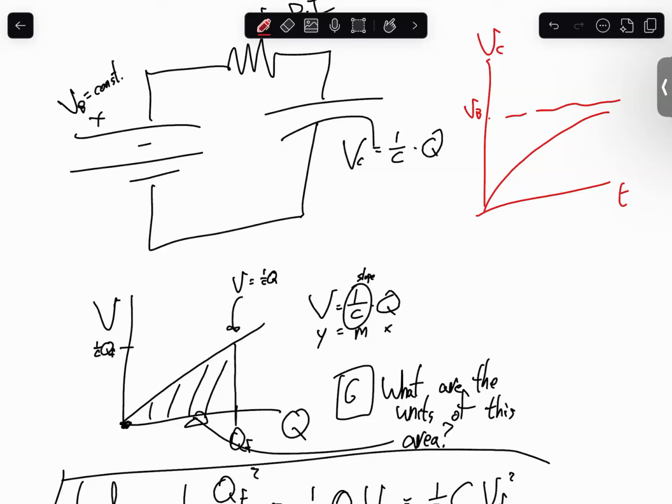Energy is half QV for a capacitor. Isn't energy Q times V normally? The units are charge times volts is joules. Why the half? Do you see this? Normally energy is charge times volts, right? QV is fixed energy. Where does the half come from?